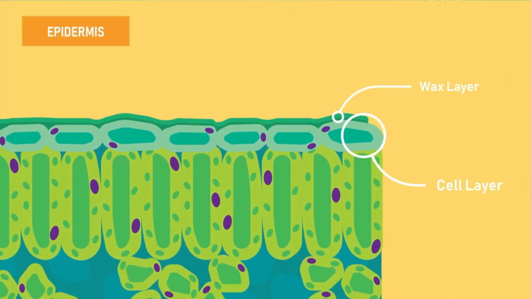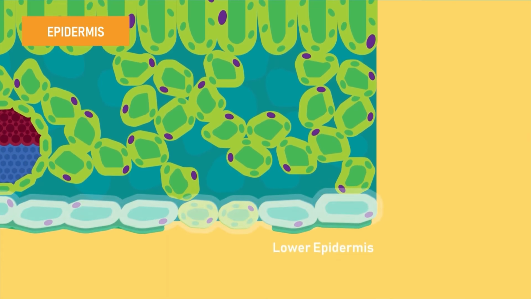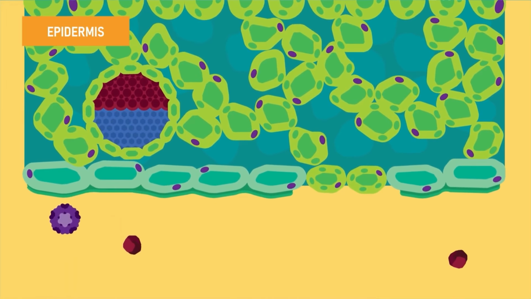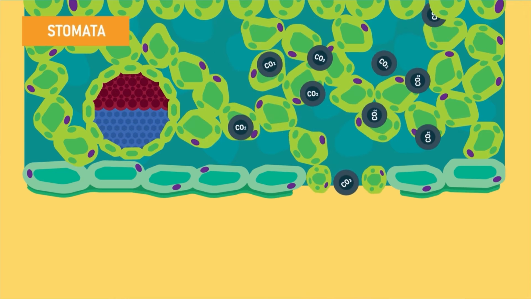Epidermis. The outermost cell layer of the leaf is known as the epidermis. It is one cell thick in most plants. It is divided into two, upper and lower epidermis. The function of the epidermis is to provide protection to internal tissues and allow the exchange of gases via stomata.